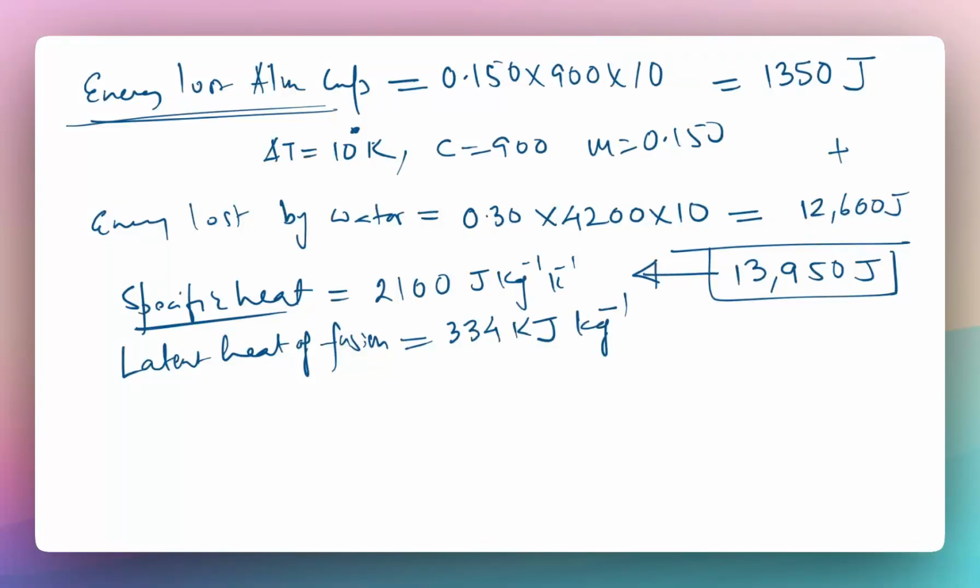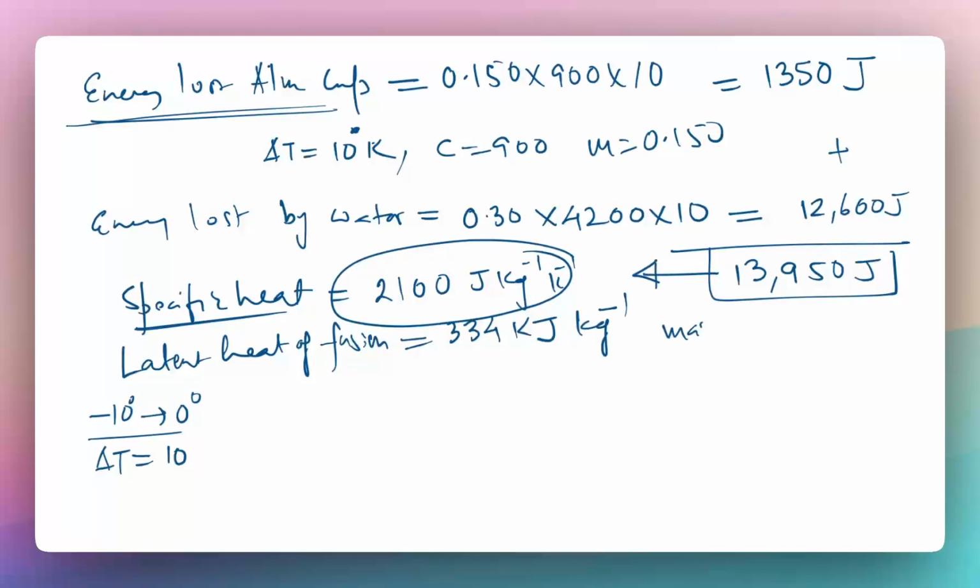Okay, so let's start with the ice. So ice is going to start from -10 to 0 degrees, right? So my delta T is going to be 10, fine. And the specific heat capacity is 2100, right? And the mass, let's say, is what we wanted to find. Let the mass be m. So the heat required from -10 to 0 is going to be mass into 2100, multiplied by delta T, which is 10. Fine. That's the first part.